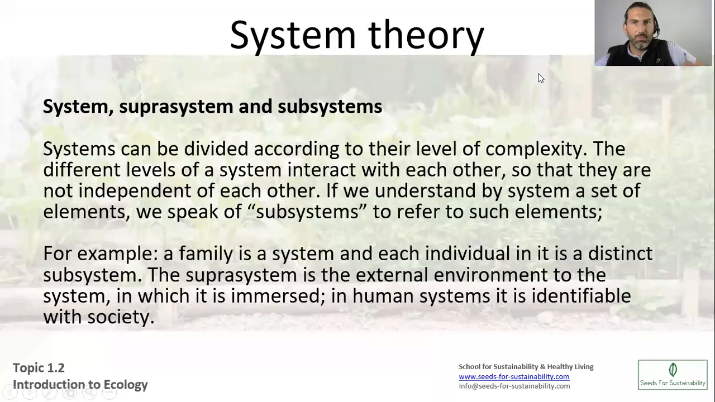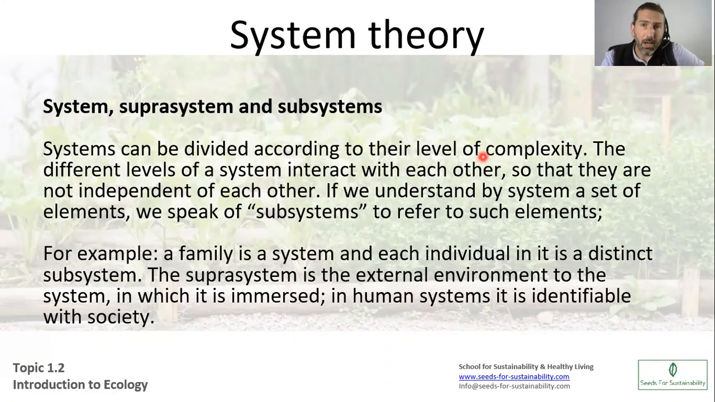So imagine the planet. The planet is the highest system, our supra system. And within that, we have all kinds of subsystems. When we look at this definition here, it becomes clearer. We see systems that can be divided according to the level of complexity. A small unit, the house or the human body, although it's complex, compared to the universe we can distinguish that subsystem from the bigger system.